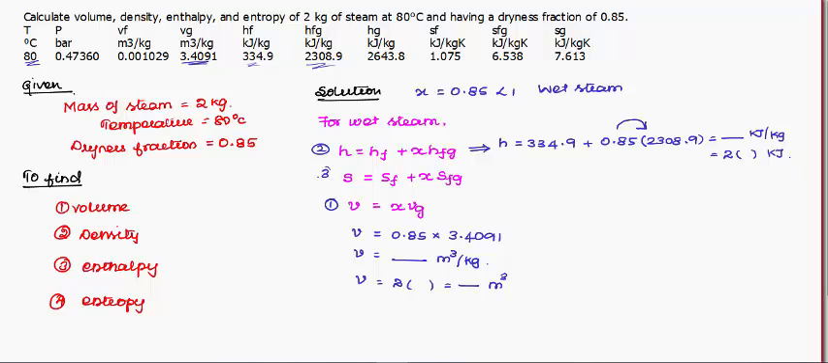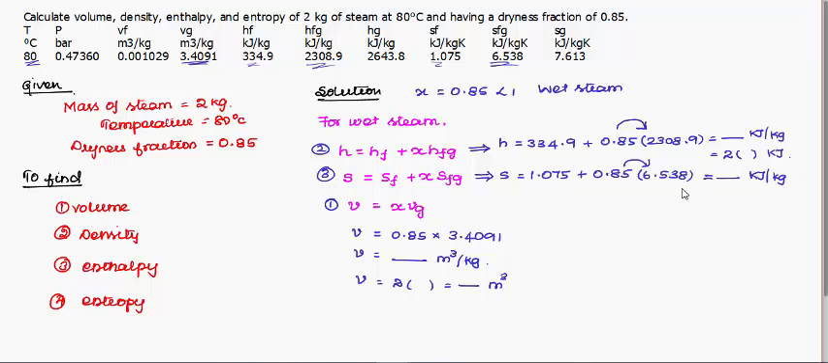Then third step, entropy. S equal to SF plus X into SFG. S equal to SF value at 80 degrees Celsius, which is 1.075, plus X value 0.85 into SFG value 6.538. Multiply and add the result with 1.075. You get the specific entropy for 1 kilogram mass of the steam. Our mass is 2 kilograms, so multiply it by 2. You get the answer in terms of kilojoule.